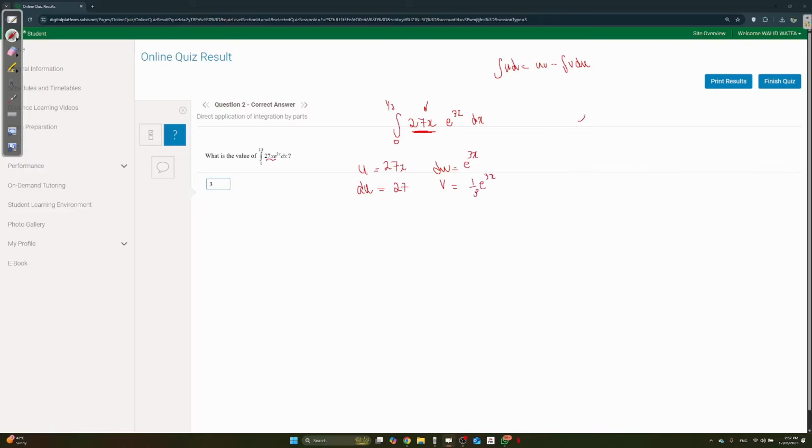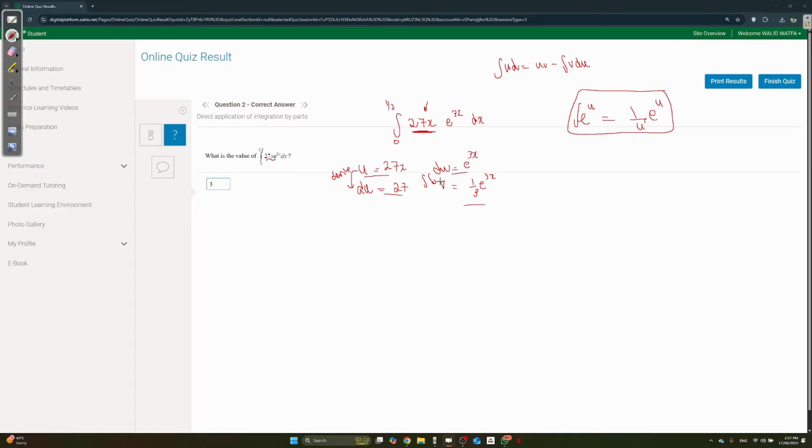If you don't know, the rule for e to the power of u is that the integral equals 1 over u prime times e to the u. Once again, how do we go from here to here? I told you, from dv to v, that means you integrate. From u to du, you derive. So we now have our u, du, dv, and v values.